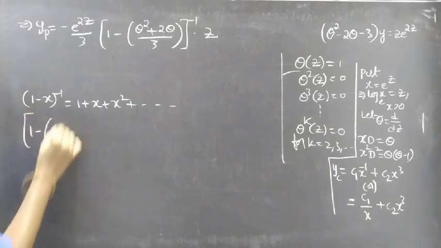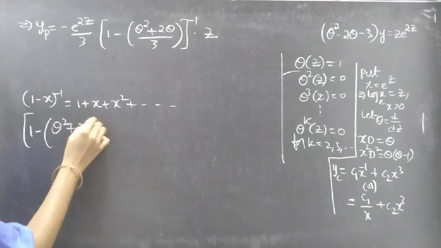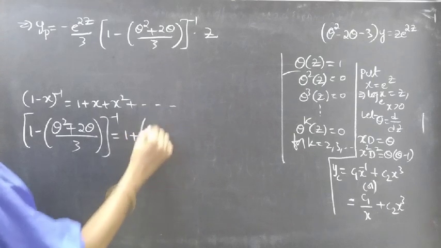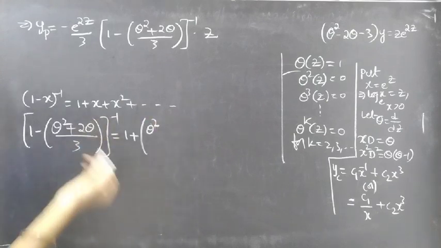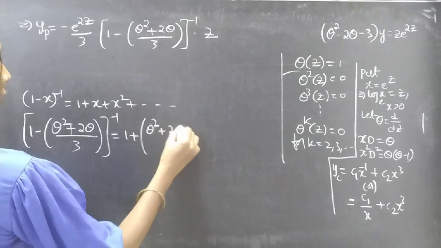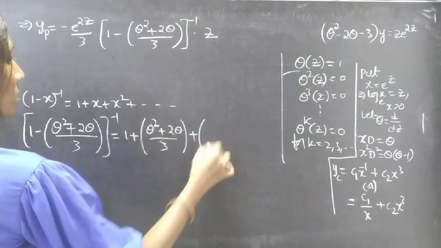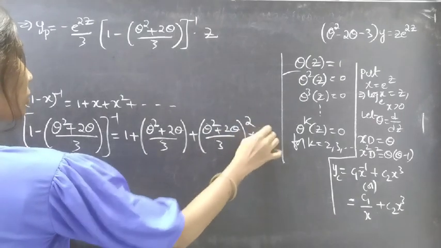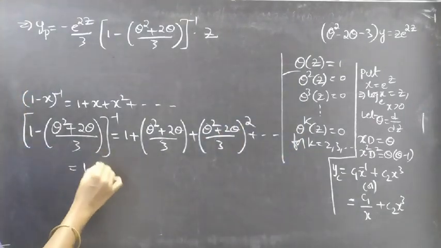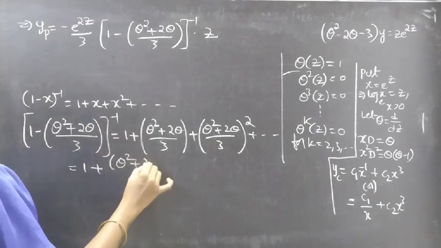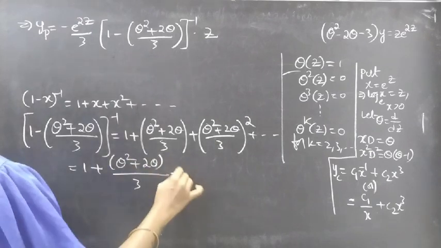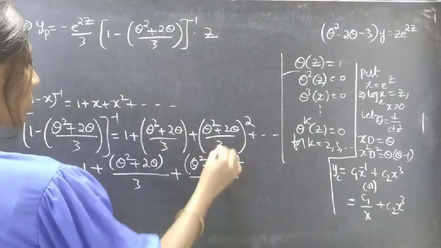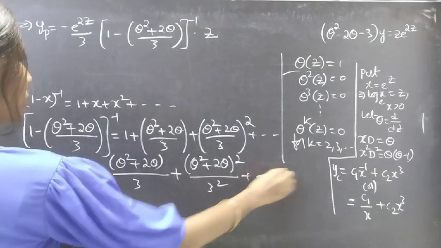Expand (1 minus (theta square plus 2 theta by 3)) whole inverse, which equals 1 plus x plus x square plus so on, for x equals theta square plus 2 theta by 3. We'll get 1 plus (theta square plus 2 theta by 3) plus (theta square plus 2 theta by 3) whole square plus so on.